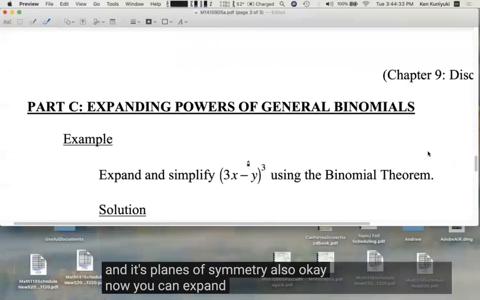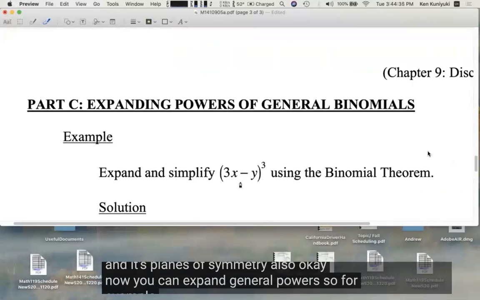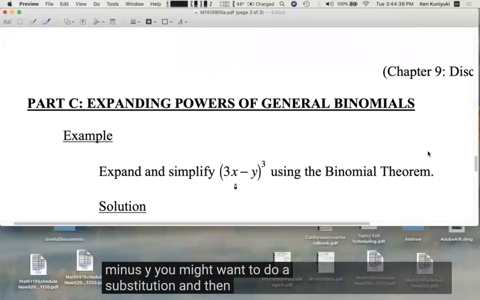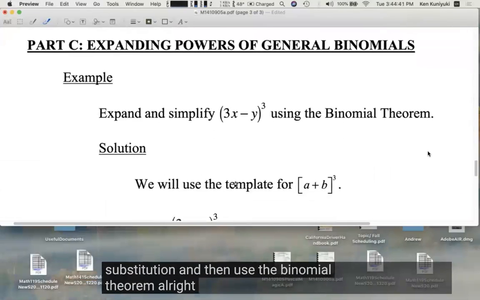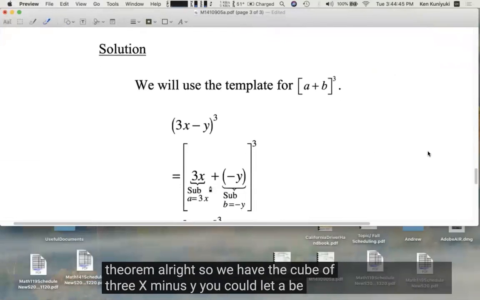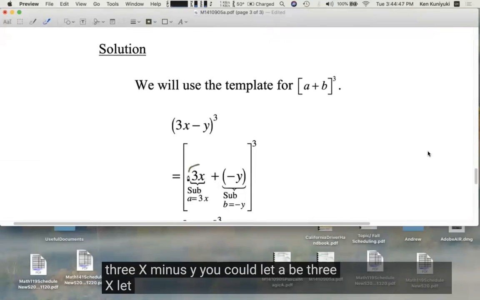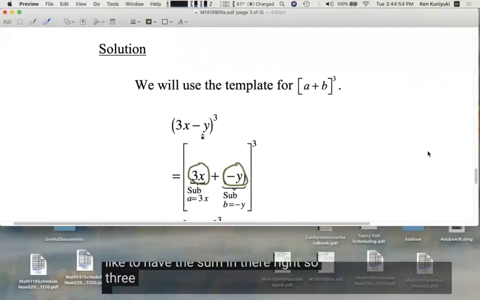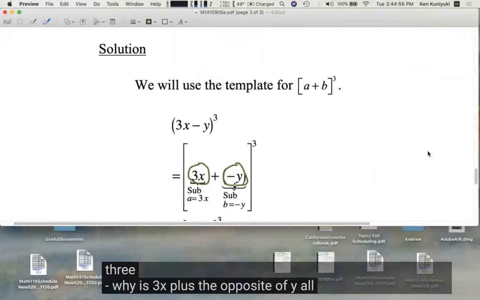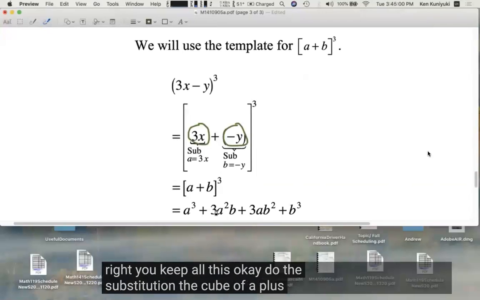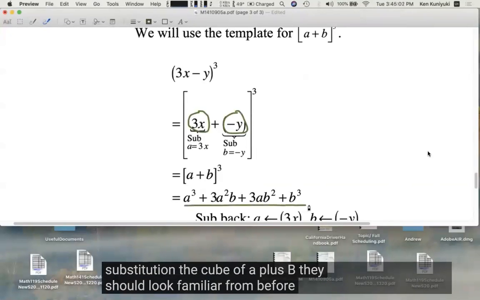Okay, now you can expand general powers. For example, if you have the cube of 3x minus y, you might want to do a substitution and then use the binomial theorem. We have the cube of 3x minus y. You could let a be 3x, let b be the opposite of y, because we like to have the sum in there, right? So 3x minus y is 3x plus the opposite of y. You cube all this, do the substitution, the cube of a plus b, which should look familiar from before.